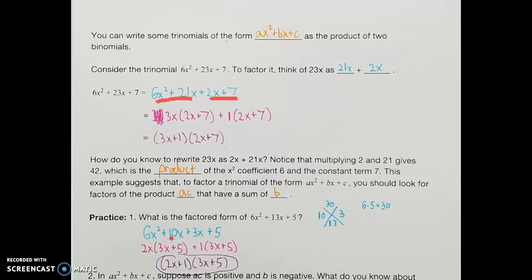I'm just going to break that into the 10 and the 3. So the first and last term should still be the same, still start with 6x squared, still finish with 5. But that means just like in our last example, I want to see if I could factor a GCF from the first two and factor a GCF from the last two.